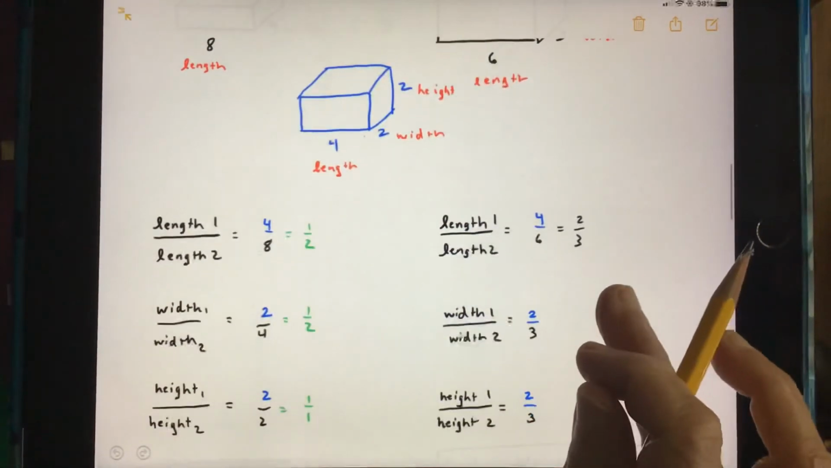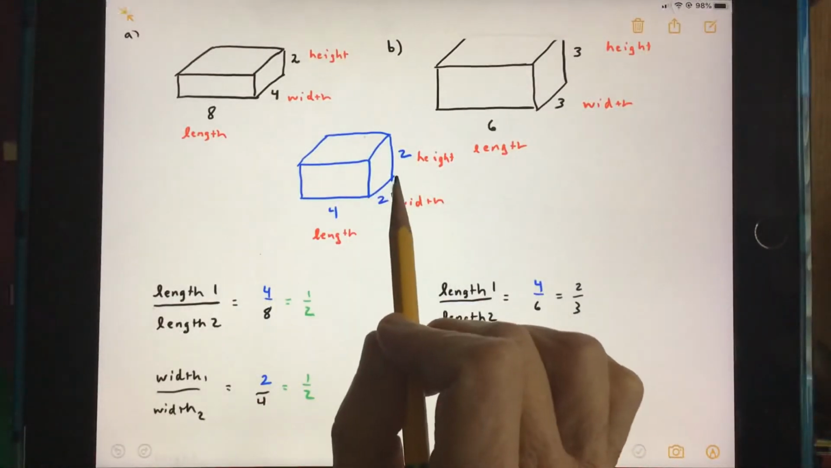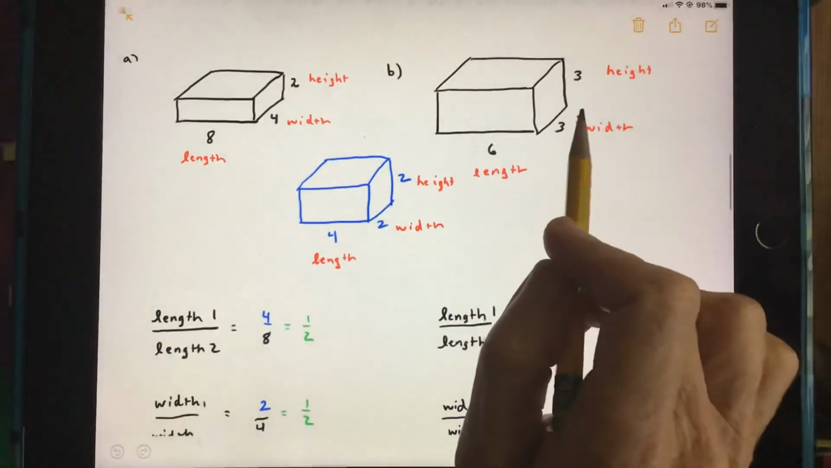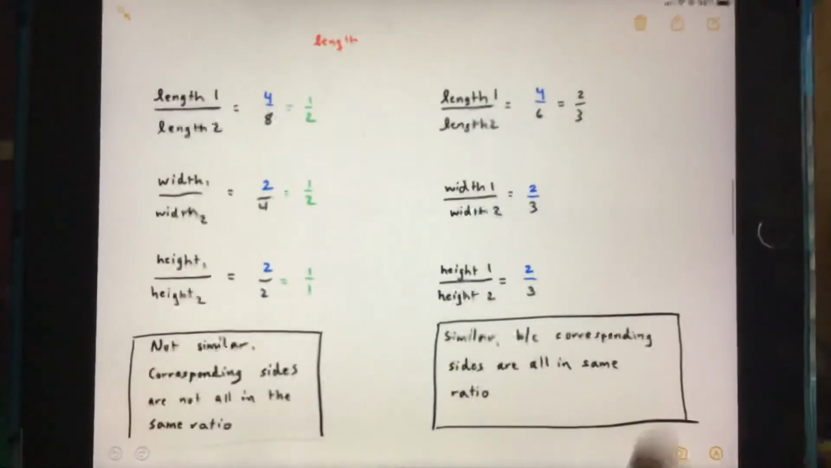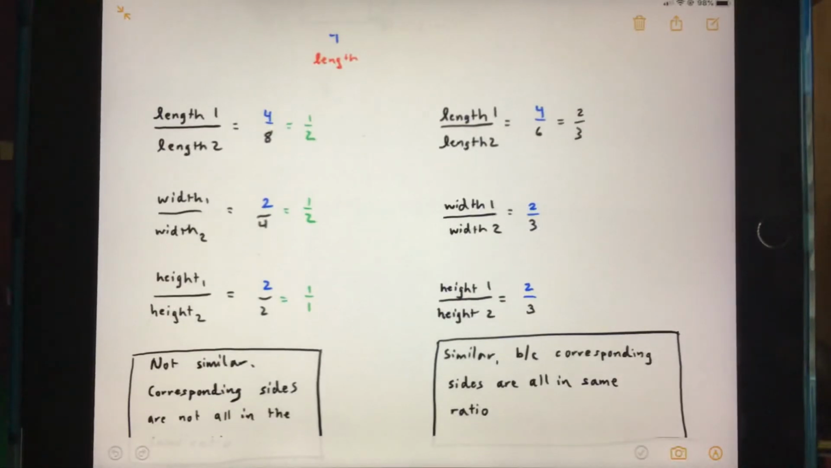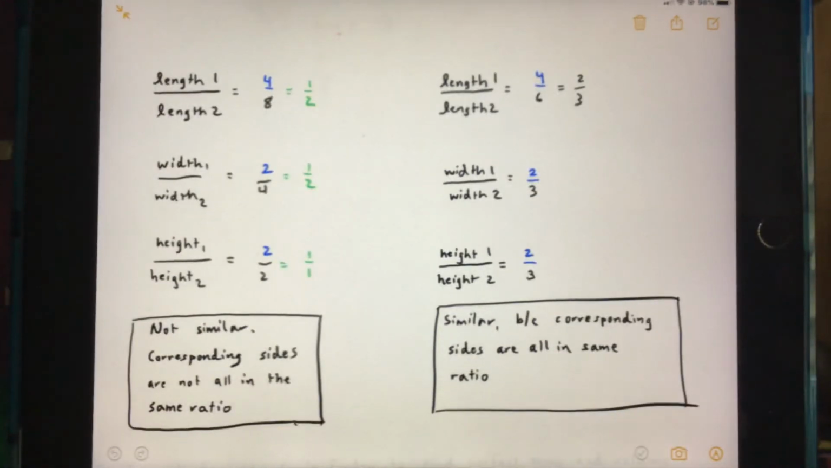And let's see, what about height to height? Well, the height of the blue, 2, to the height of the Part B figure is 3. It's already fully reduced. All three of the ratios comparing all of the dimensions of this rectangular prism are the same. So we have two similar figures here because the corresponding sides are all in the same ratio.